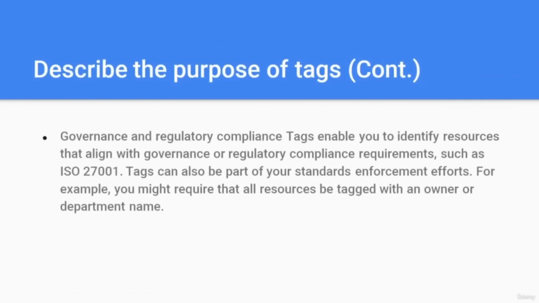We have the governance and regulatory compliance tags, which enable you to identify resources that align with governance or regulatory compliance requirements, such as ISO 27001. Tags can also be part of your standard enforcement efforts. For example, you might require that all resources be tagged with an owner or department name.